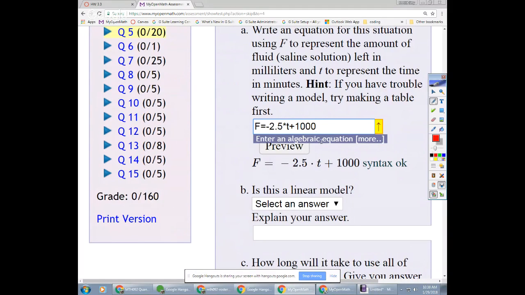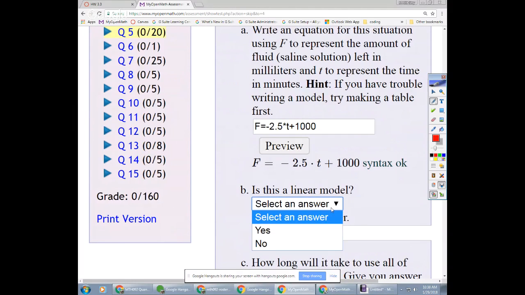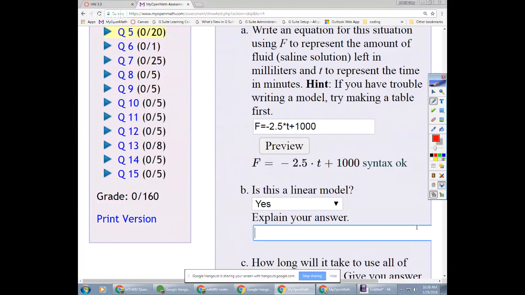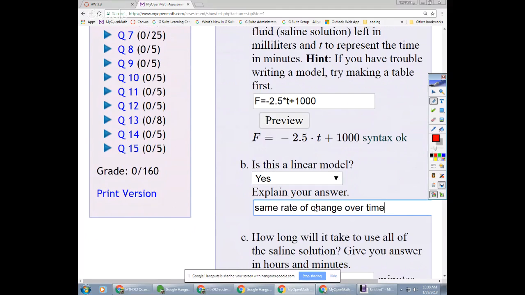Is this linear? Yeah, it's linear. Why is it linear? Same rate of change. Beautiful. Okay, same rate of change is a sufficient answer there.